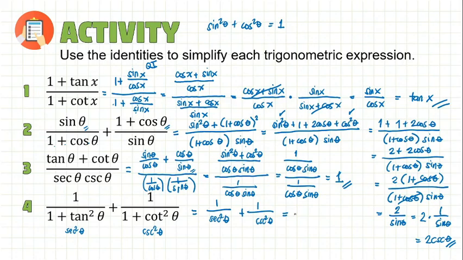So therefore, this one is just cosine squared theta plus 1 over cosecant squared theta. The reciprocal of cosecant is sine, right? So therefore, 1 over cosecant squared theta is just sine squared theta. And from our Pythagorean identity, this is just equal to 1. Okay? So for number 4, we also have 1. Okay? So that ends our lesson for the fundamental trigonometric identities.